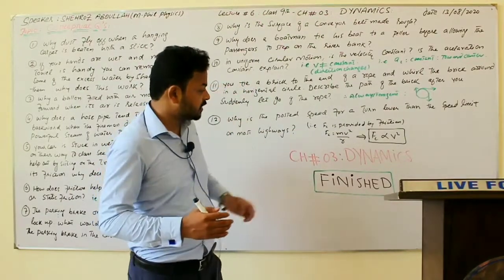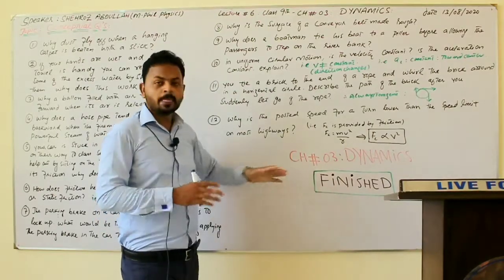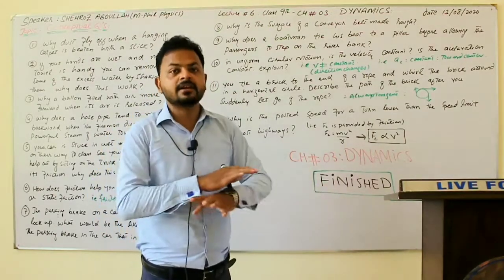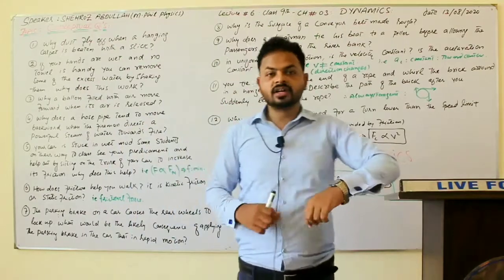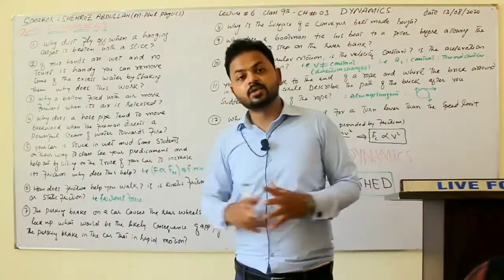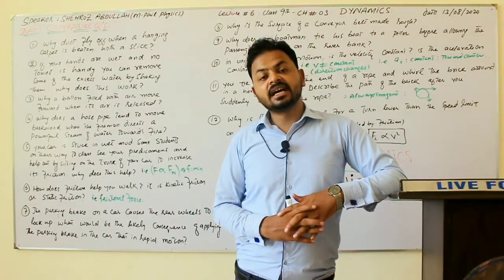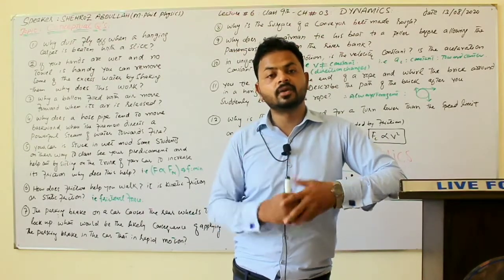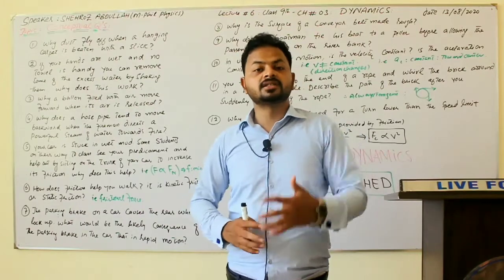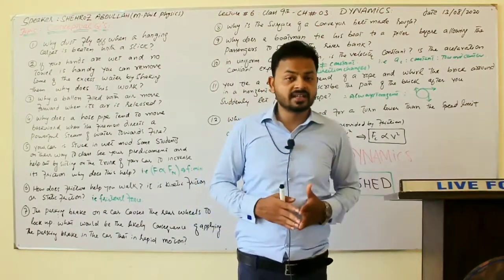So we have finished chapter number 3, dynamics. All the things in chapter number 3 are done. Now, let me summarize today's work. What we have done today, we have discussed chapter number 3, class 9, physics, dynamics, all the conceptual questions one by one. We have discussed them with all their justifications, with all their examples.